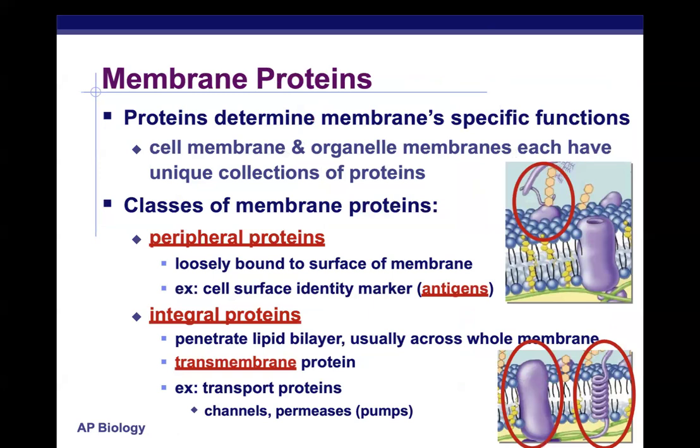The proteins in a cell's membrane help with specific functions. So cell membranes and organelle membranes each have unique collections of proteins. We talked about peripheral proteins that are loosely bound to the membrane surface and integral proteins that span the membrane.